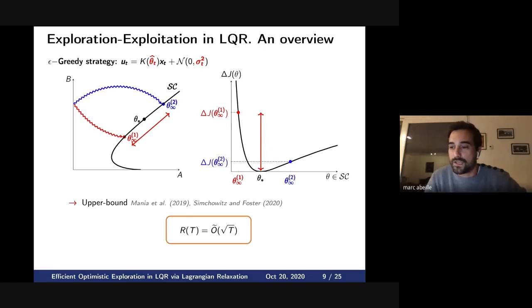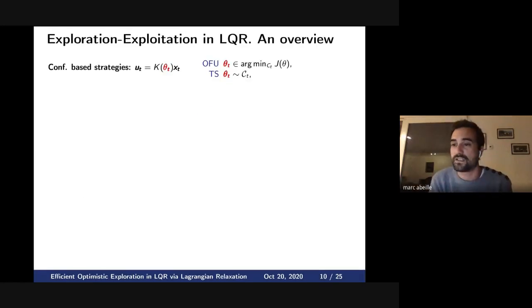Yet, of course, by design, it can't fully adapt to the structure of the problem and usually offers worse performance than confidence-based strategies. So that brings us to the last type of exploration strategy, which on paper should overcome such limitation, which are confidence-based strategies, building on optimism in the face of uncertainty or Thompson sampling. They consist in following the greedy policy associated with a parameter theta t that differs from the least square estimate, but is carefully chosen within this confidence set curly C.